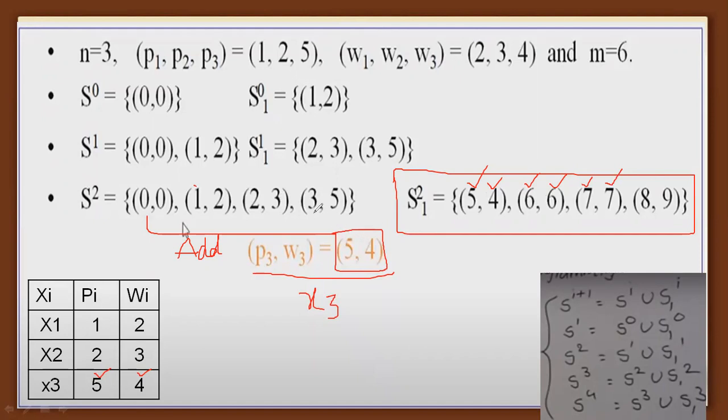Next, add the pairs (3,5) and (5,4). 3 plus 5 is 8. 5 plus 4 is 9. So you got the final result of S^2_1 here. Now the leftover condition is you need to calculate the value of S^3. So the question is, what is the value of S^3? How to compute S^3?